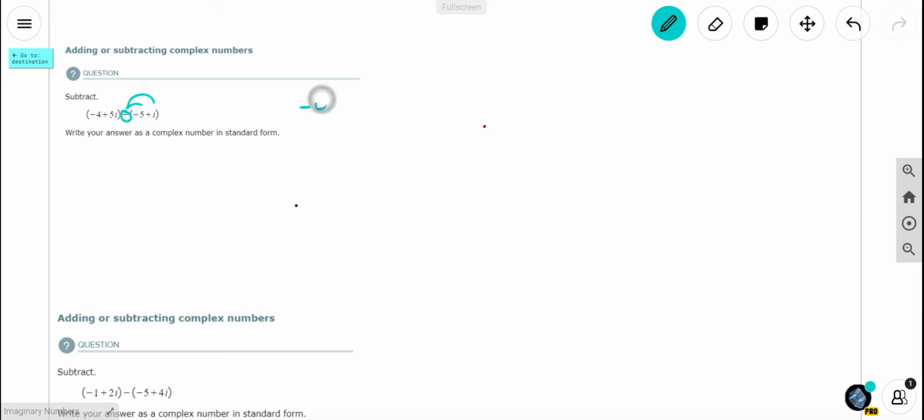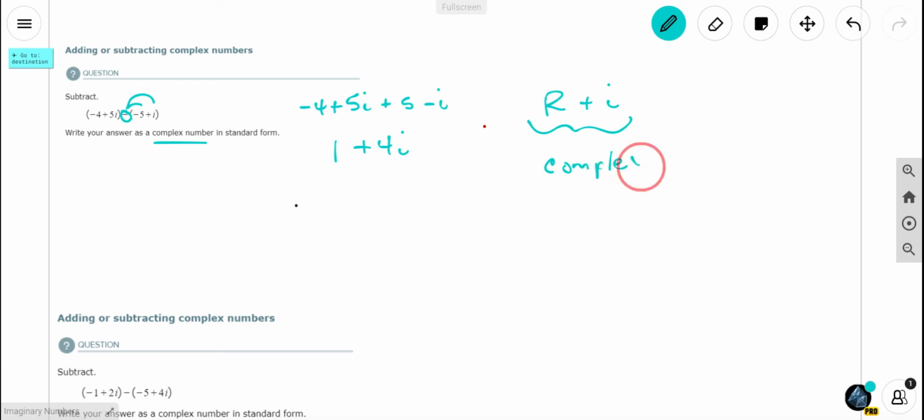So we're going to go negative 4 plus 5i. We can take the parentheses off the first one, and then plus 5 minus i. Do not forget to distribute it to the second term. Okay, then now you add your reals, and then you combine your imaginaries. So my real numbers are negative 4 and 5, so it's going to be 1 plus 4i. And that is it. And this is a complex number. Remember I said complex number is real? This is the way we write complex numbers. We put the real piece first and then the imaginary.